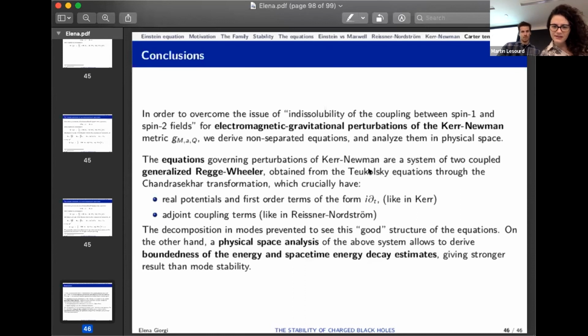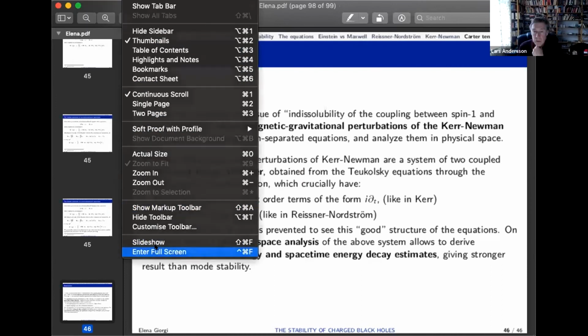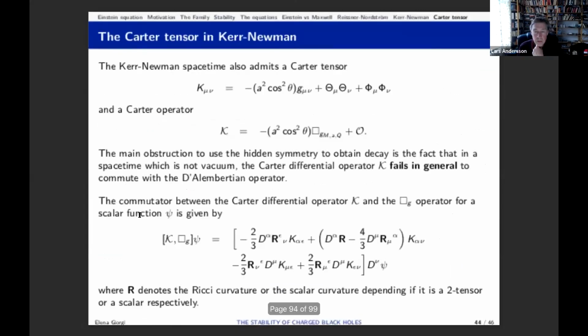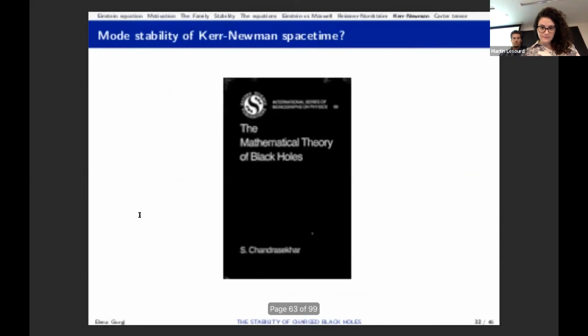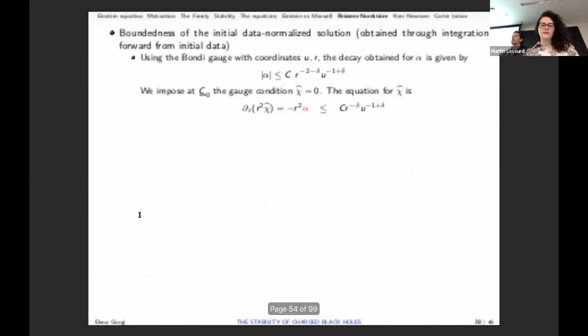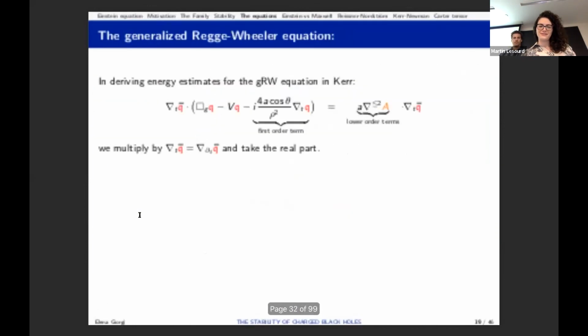If you read the slides correctly, the quantities F and B are quadratic in Maxwell. Does this mean they managed to consider perturbations of Schwarzschild and Maxwell theory? They're not quadratic. Let me go back to the slide. They're linear terms.